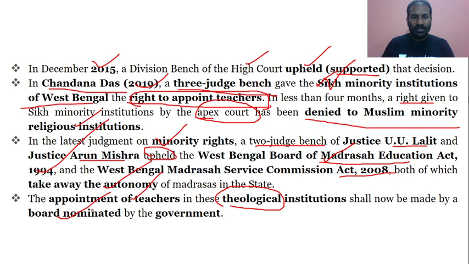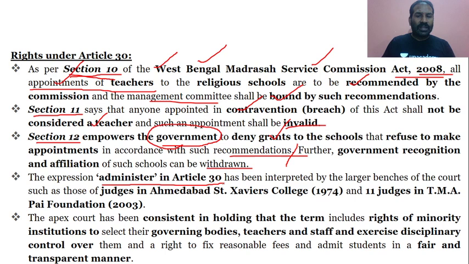The expression administer in Article 30 has been interpreted by the larger benches of the court, such as the judges in Ahmedabad St. Xavier's College in 1974 and 11 judges in TMA Pai Foundation 2003. So in 2003, it was taken into consideration that there was a need to examine the word administer more thoroughly, and the apex court has been consistent in holding that the term administer includes the rights of minority institutions to select their governing body.